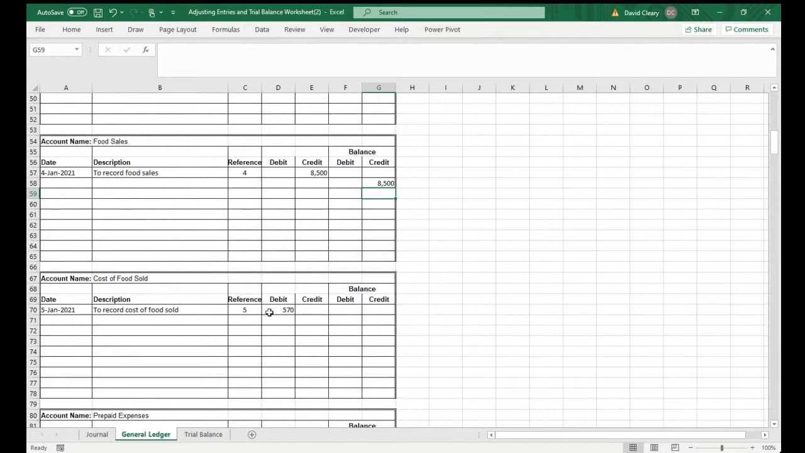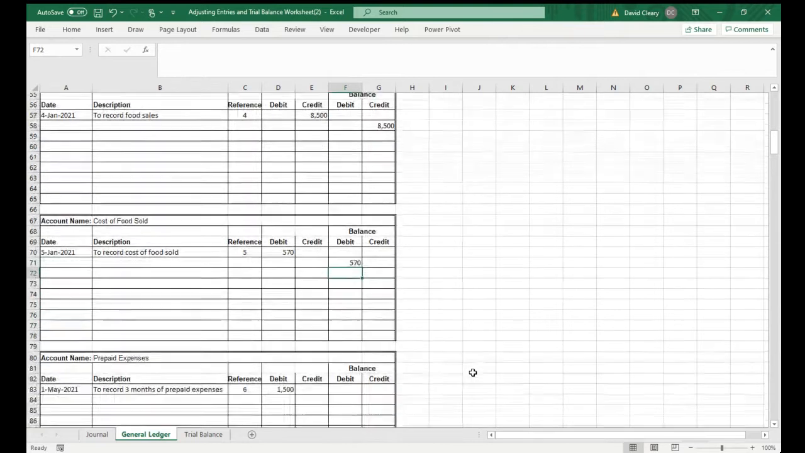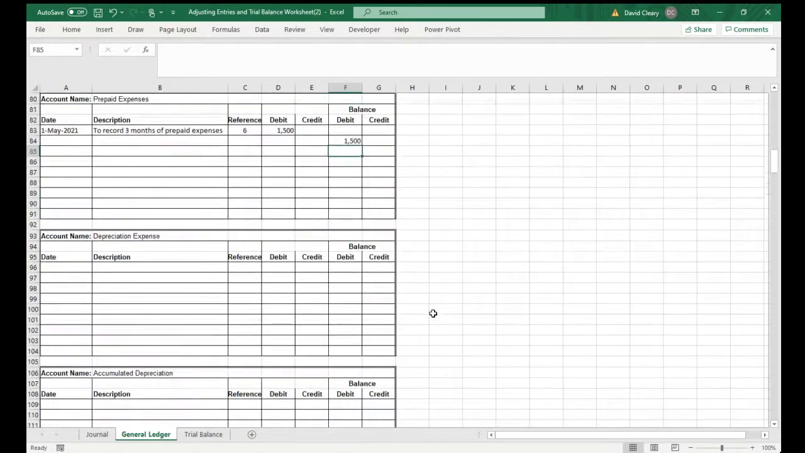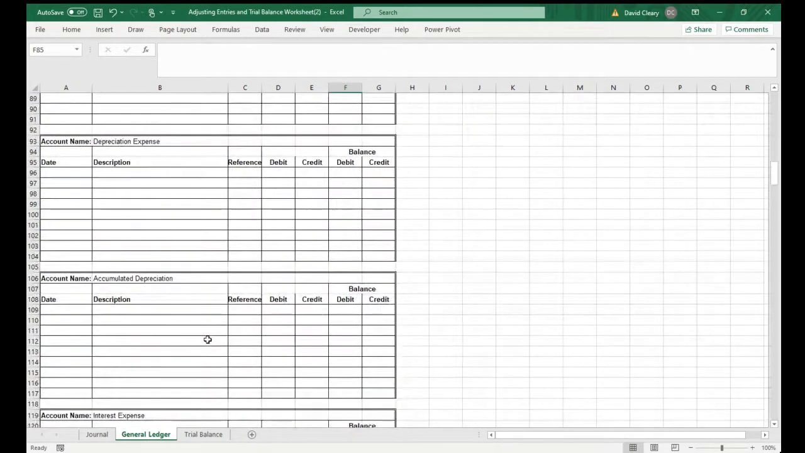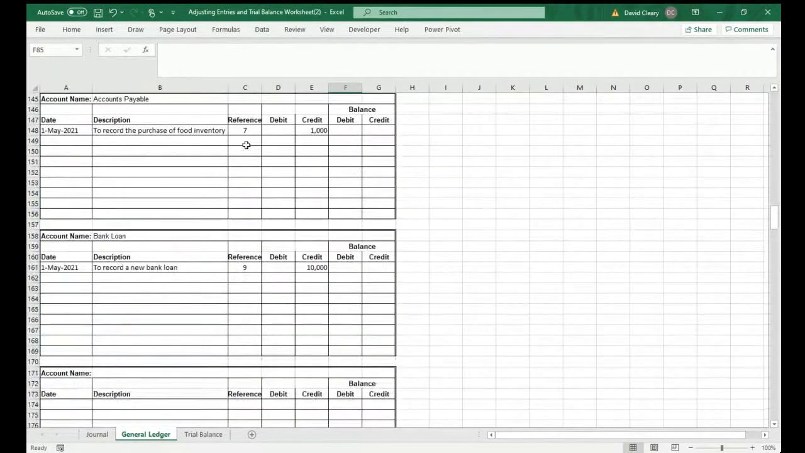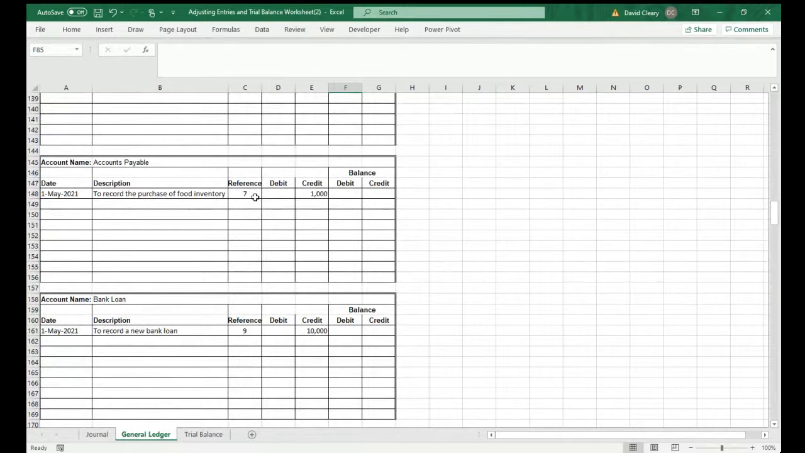Our cost of food sold, only one debit entry of $570. So we'll have a $570 balance on the debit side. Prepaid expenses, only one debit entry of $1,500. So we'd have a debit balance of $1,500. So nothing in the depreciation expense yet, nothing in accumulated depreciation, nothing in the interest expense, nothing in interest payable, but we do have a credit in our accounts payable.